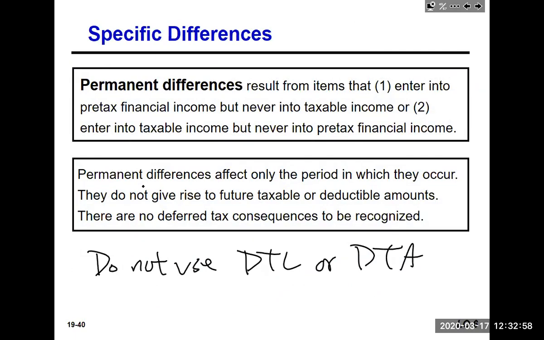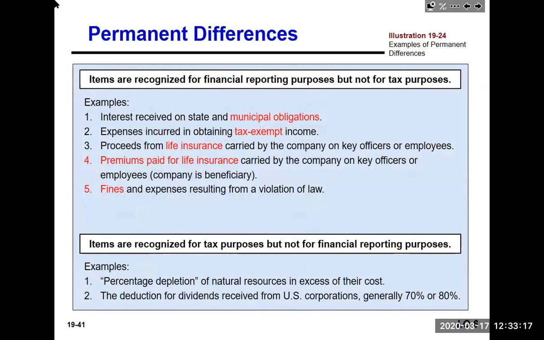Don't use it, because if it's permanent, it's never going to reconcile itself. So if you put something out there as a deferred tax liability or deferred tax asset, it's a permanent difference. It's there for eternity until the company closes. So we don't use that. You may think, well, that sounds easier. Well, it is, in a sense.